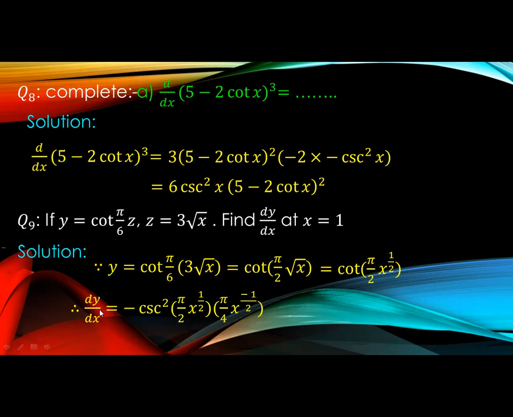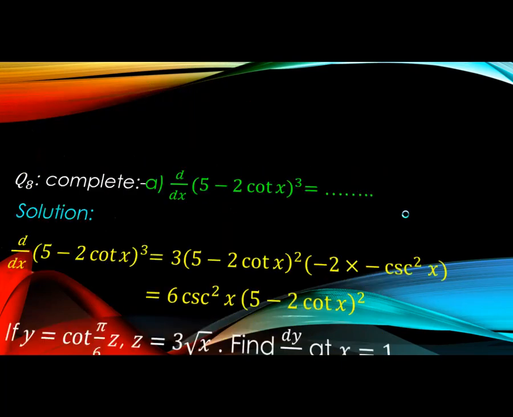y dash, dy by dx, is equal to negative cosec squared (pi over 2 x to the power half) times pi over 4 x to the power negative half. So for the first derivative at x equals 1, we substitute the value of x by 1 to get the numerical value of this exercise to be negative pi over 4.